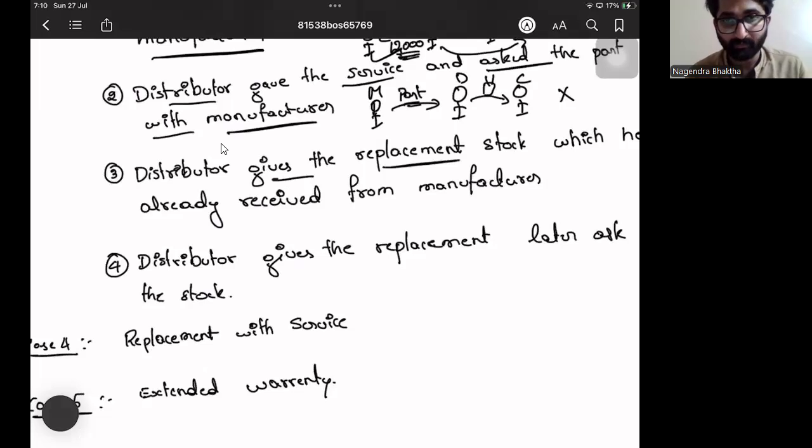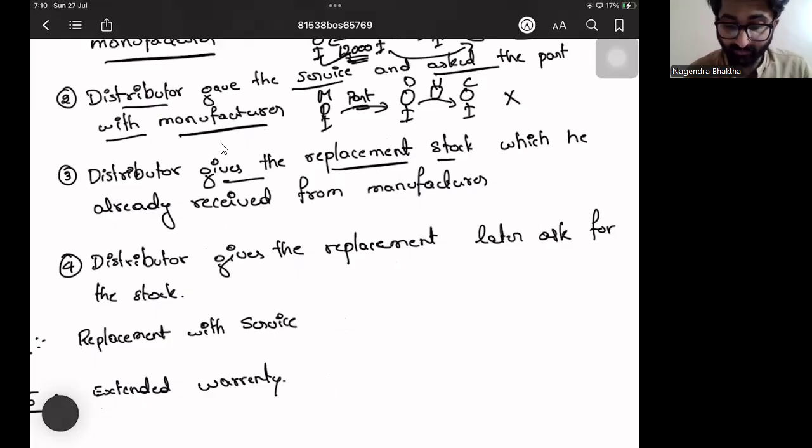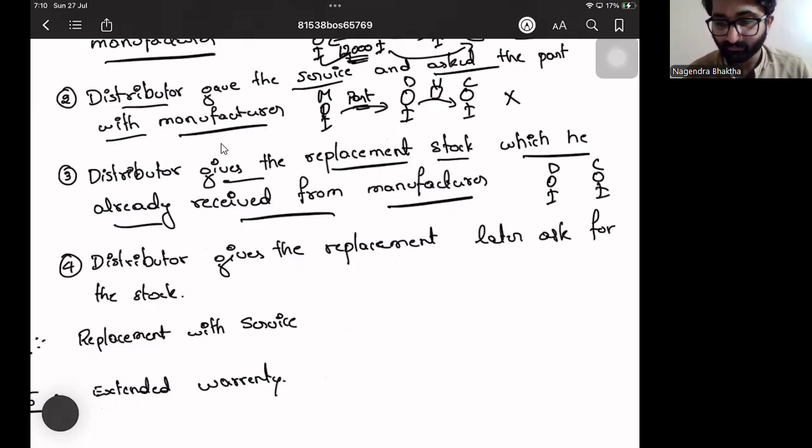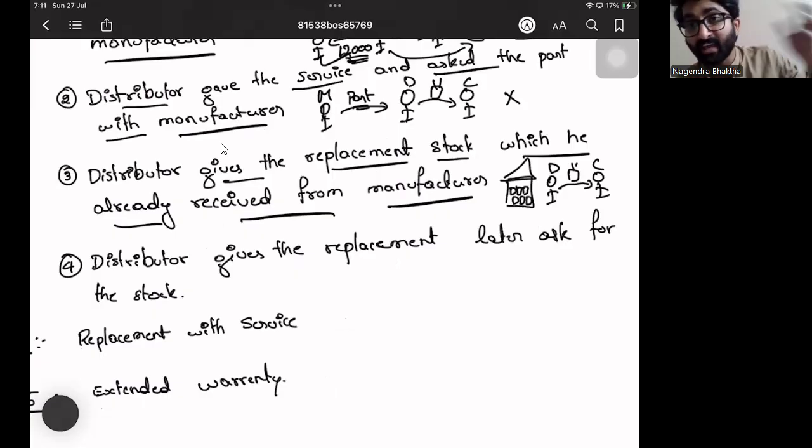The distributor gives a replacement from the stock which he already received from the manufacturer. Think that there is a distributor and a customer. The distributor gave the replacement services. He replaced from the stock which he already had in his godown. He had many goods in stock, given by the manufacturer for the purpose of replacement.